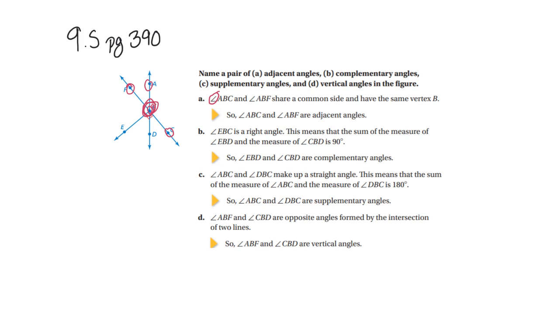is a right angle, right? So you could use the two angles that meet up to add that. That could be EBD and DBC, right? Those come together to equal a 90 degree angle.